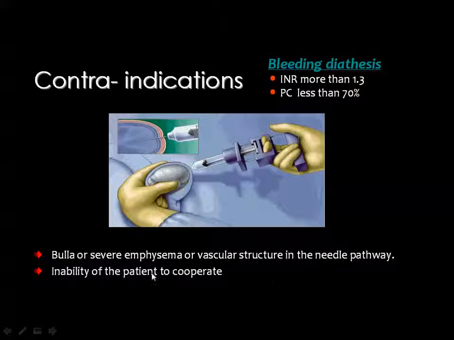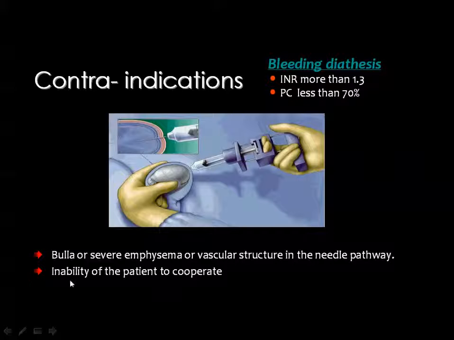Also, if you have an emphysematous bulla or a severe lung emphysema in the needle pathway, you should be very cautious about puncturing these emphysematous bullae or puncturing a vascular structure in the needle pathway. This will result in the first case in pneumothorax, and in the second case it will result in bleeding.